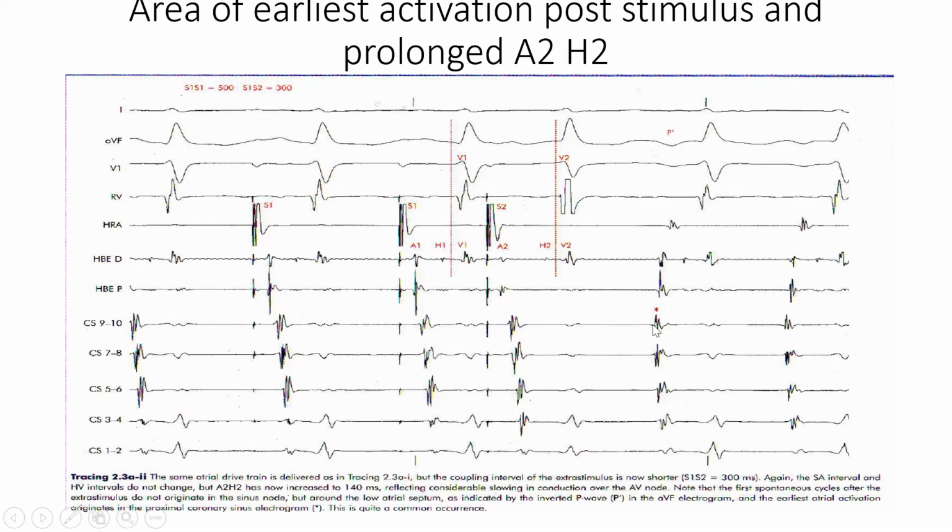Meaning that he has an accessory pathway that is running faster than the SA node. Okay? Hope it's clear, sir. Yes, sir.